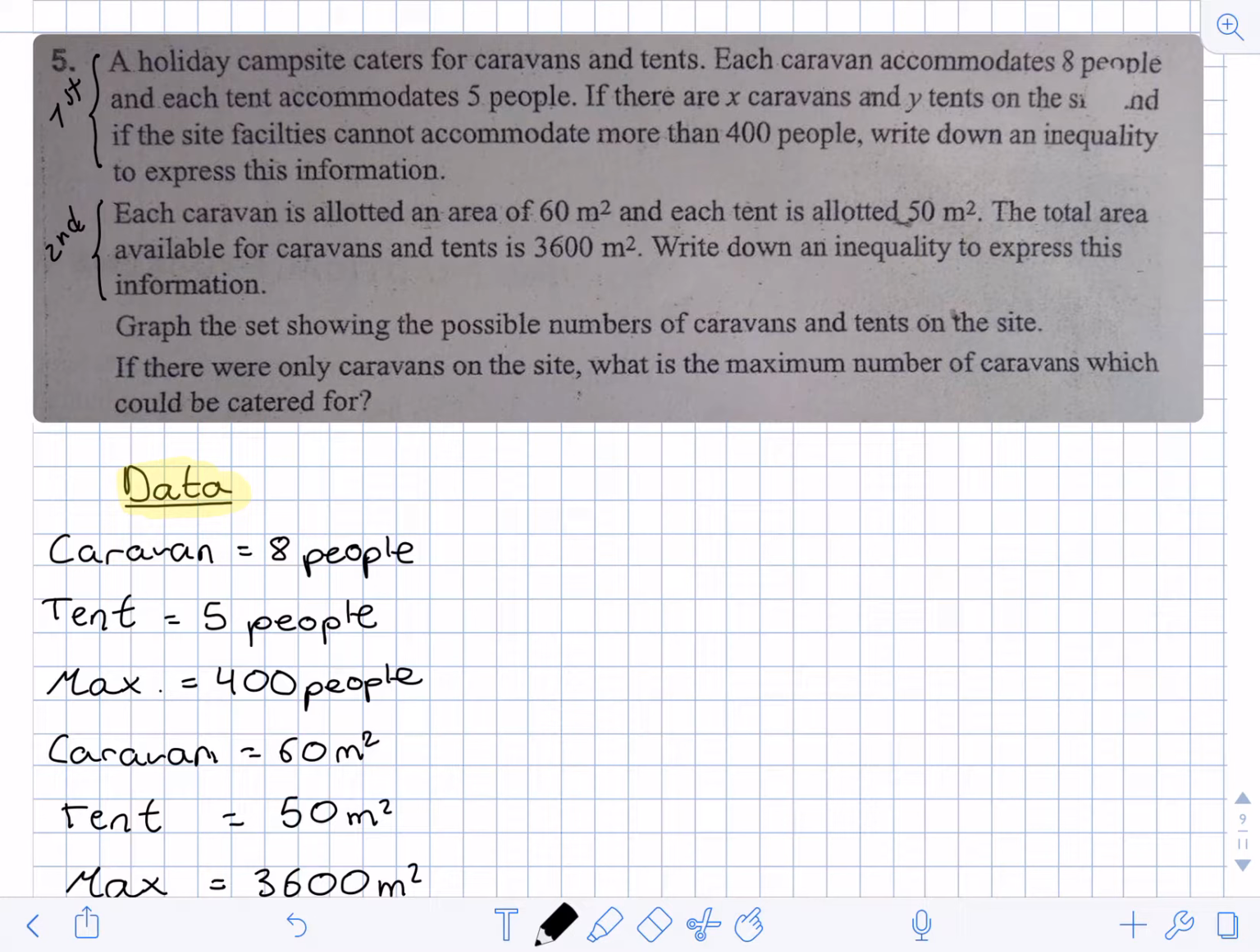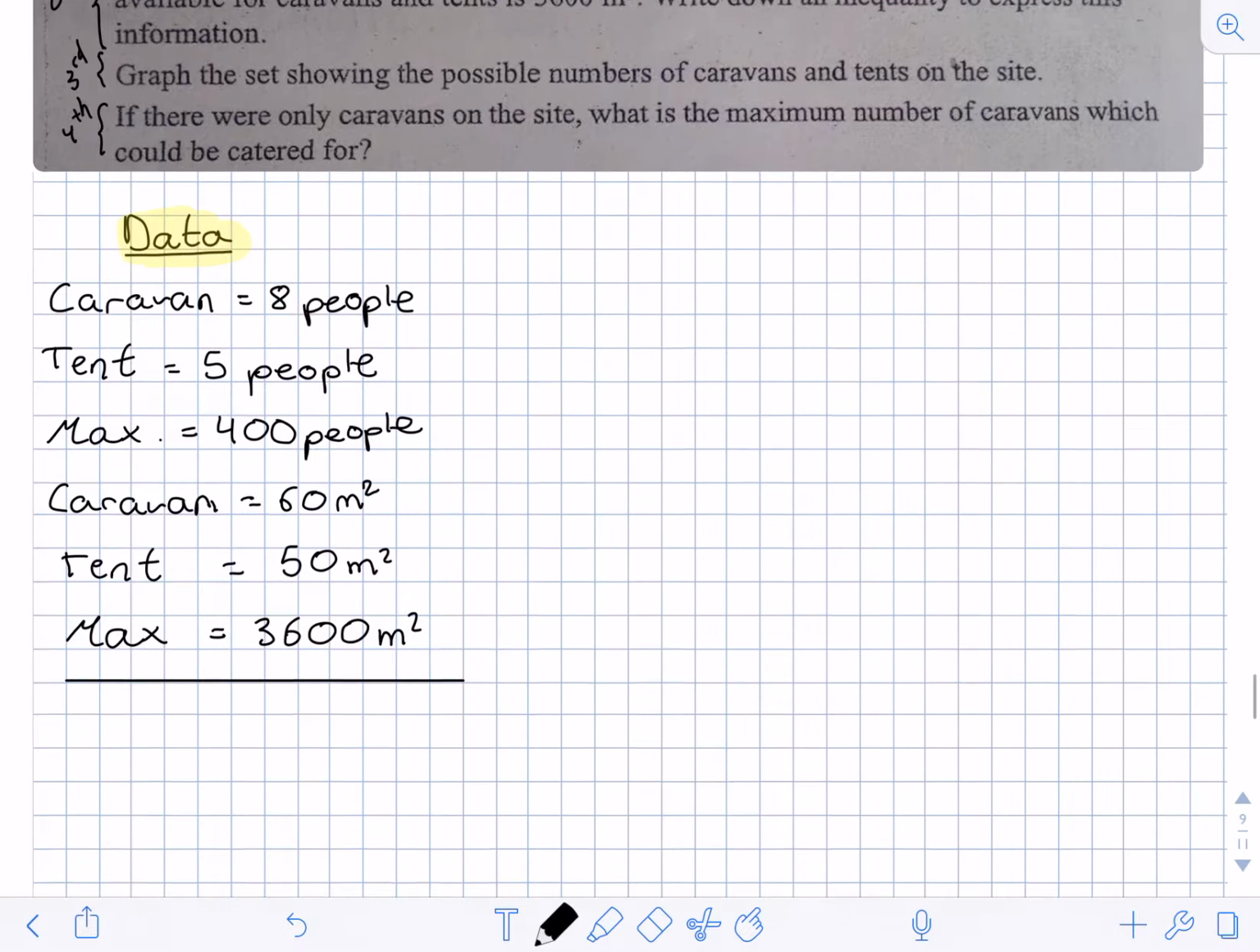Graph the set showing the possible number of caravans and tents on the site. If there were only caravans on the site, what's the maximum number of caravans which could be catered for? So we're going to do this third, and then we're going to do this fourth, okay? So it's asking us for 4 things. This is going to be a long question, so just get ready.